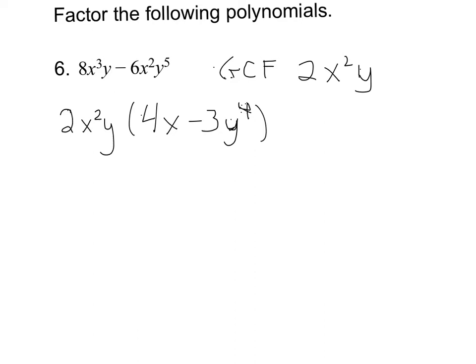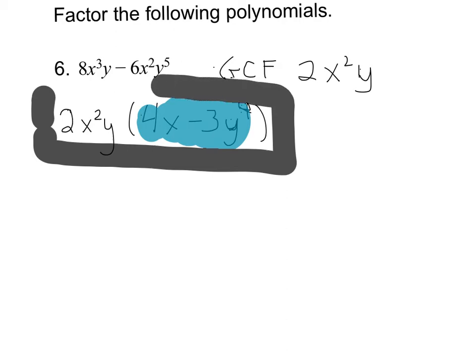Now if I look at what's left over in my parentheses, that is a binomial which sometimes factors, but this time it does not because it's not difference of squares, it's not difference or sum of cubes, and there's only 2 terms. So this is my answer. So always look for that GCF first in all these problems.